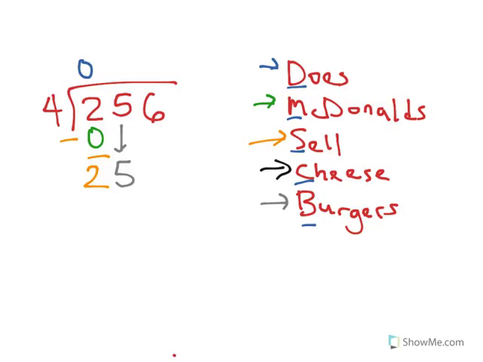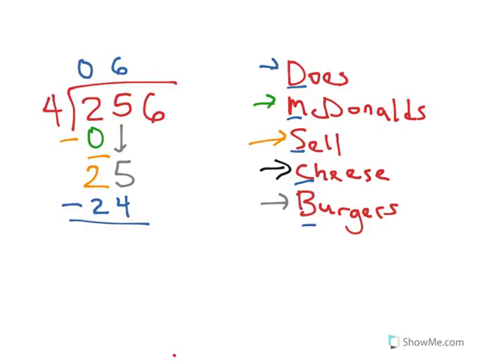So now I've got a new problem here. My new problem is how many times does 4 go into 25? Okay, well, when I divide 4 into 25, what I get is 6. So I'm going to end up with 6 up at the top. Okay, so that's that first divide step. Now, 6 times 4 is going to be 24. That's the multiplication piece.